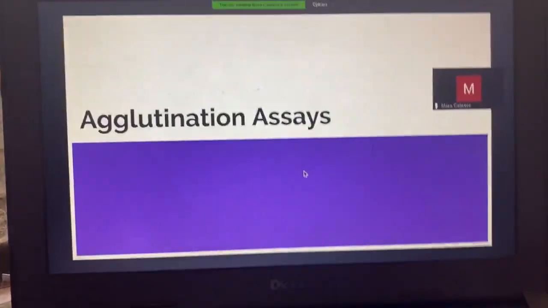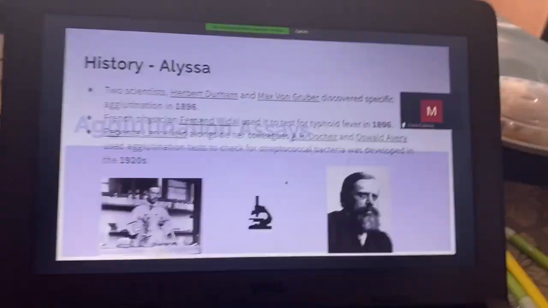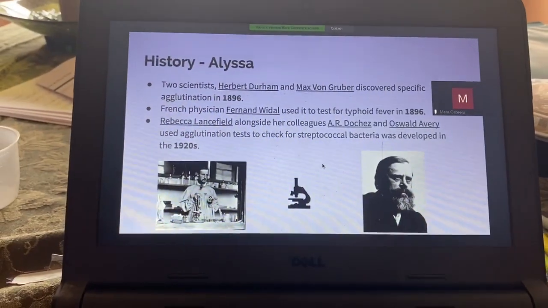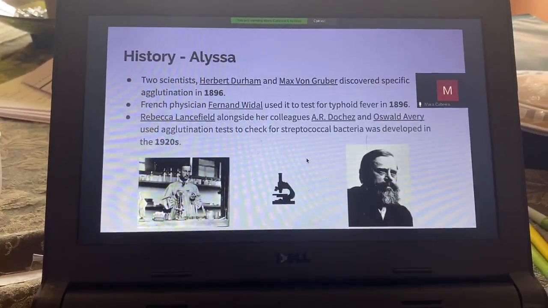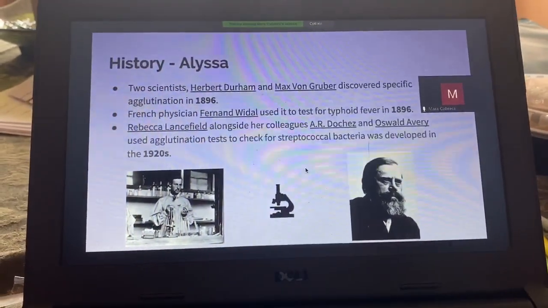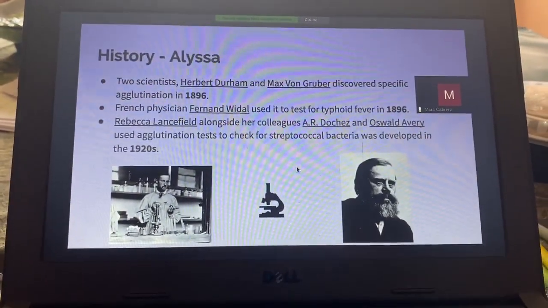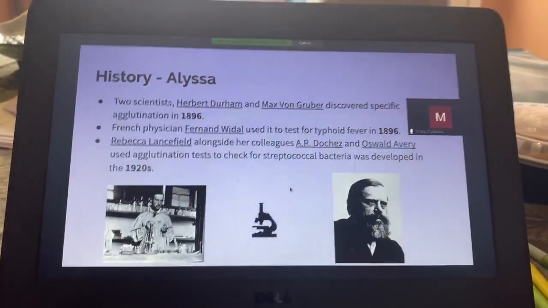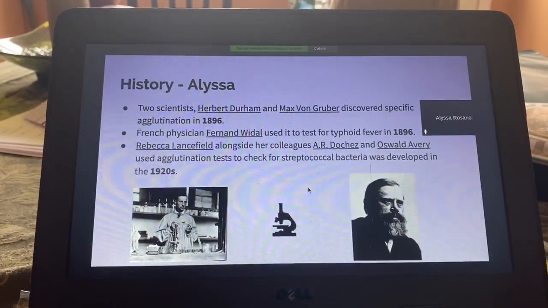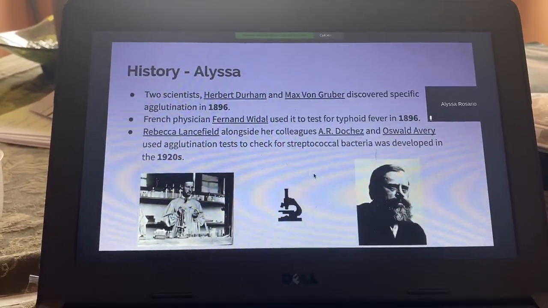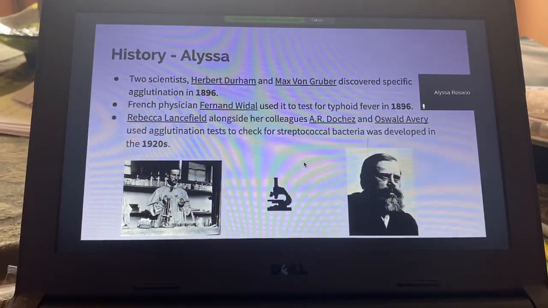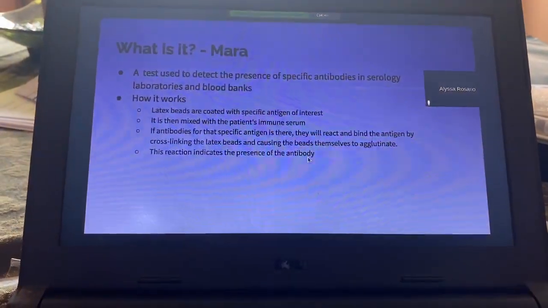Okay, so agglutination assays. So for the history, there were originally two scientists, Herbert Durham and Max von Gruber, who discovered specific agglutination in 1896. And then later on, a French physician used it to test for typhoid fever in 1897. Then we have Rebecca Lancefield alongside her colleagues, who used agglutination tests to check for the strep bacteria, which was developed in the 1920s.